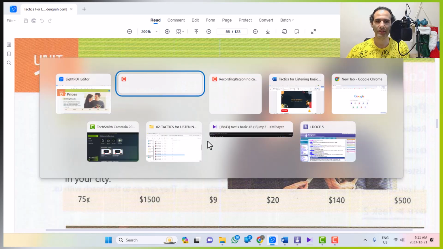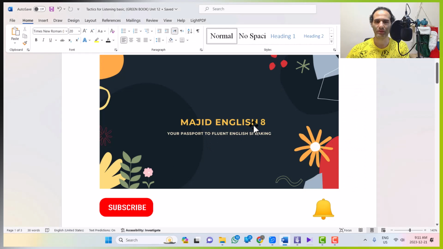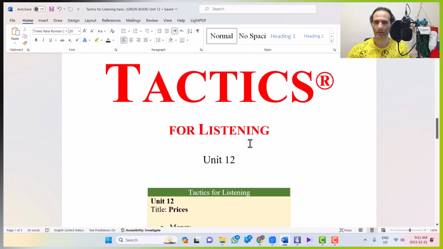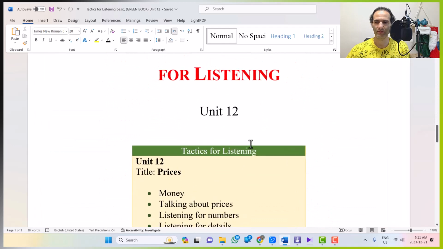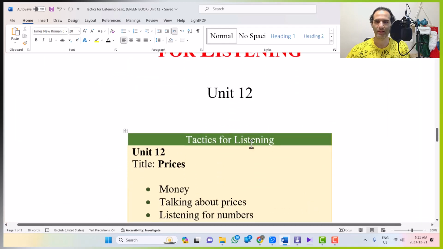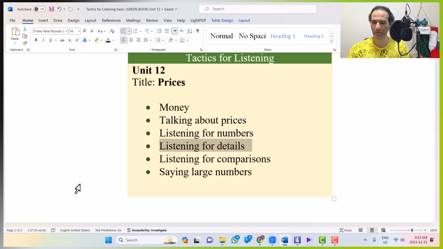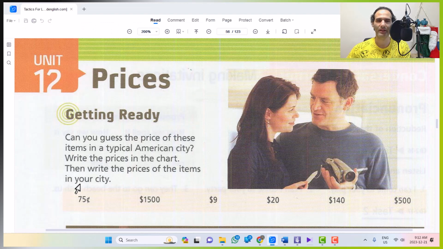And if here I just go to the word list, Unit 12 of Tactics for Listening, and the topic is prices. We are talking about money, prices, listening for numbers, for details, and of course for gist of the idea, listening for comparisons, and saying large numbers, which could be kind of tricky for some learners.